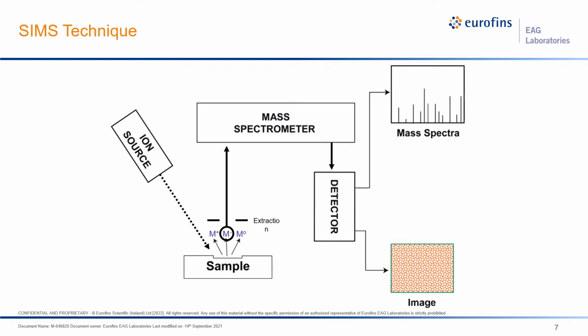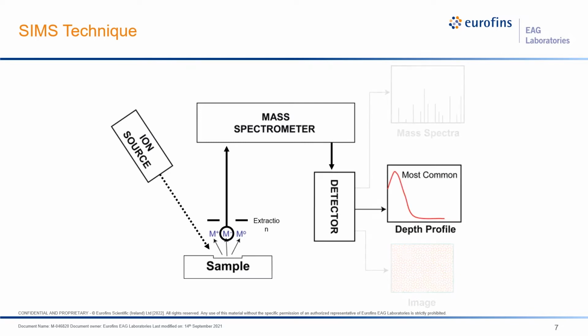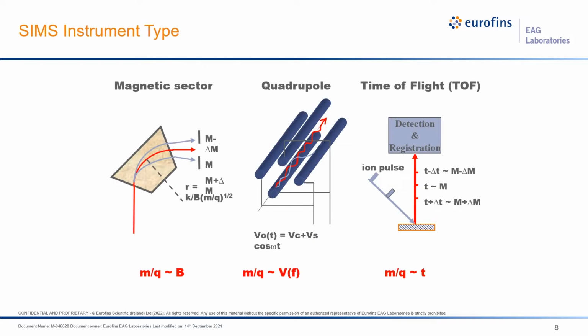The signal that comes out of the detector is going to be either a mass spectra or a map of a specific mass. But most commonly, we receive a depth profile of a specific element or collection of elements or masses. And currently, globally, a dynamic SIMS technique is used in this mode more often than any other mode.